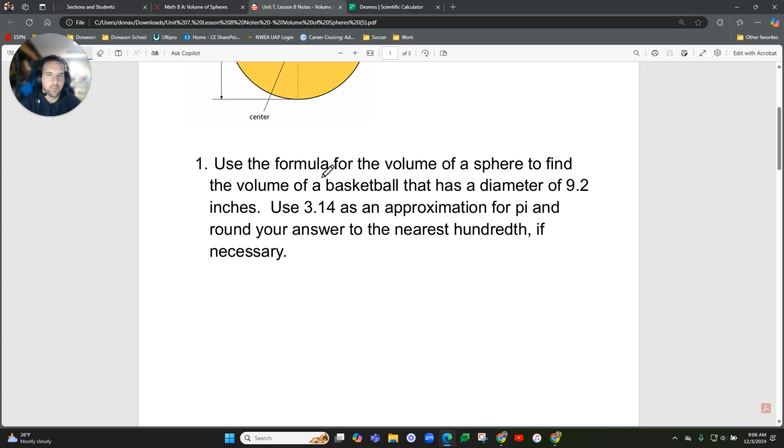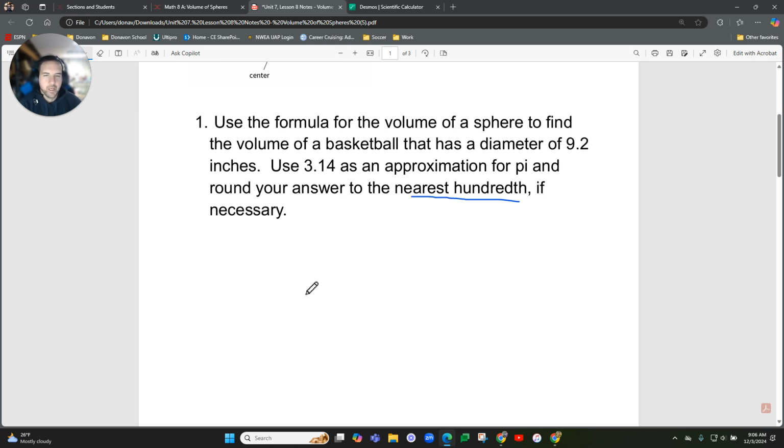Okay, so use the formula for the volume of a sphere to find the volume of a basketball that has a diameter of 9.2 inches. So we actually did this exact same question only for the surface area in Lesson 7. All right, and then it says round to the nearest hundredth, so we'll keep that in mind. All right, so our formula is 4/3 times pi times the radius cubed. So in this case, the radius is half the diameter. If you don't know what half of 9.2 is, you could use a calculator. But half of 9.2 is 4.6. And we're going to cube that.